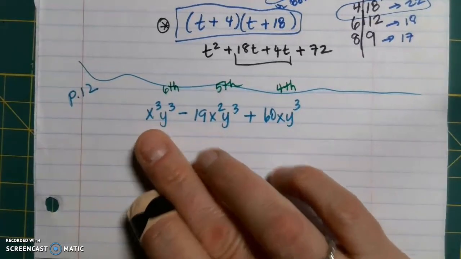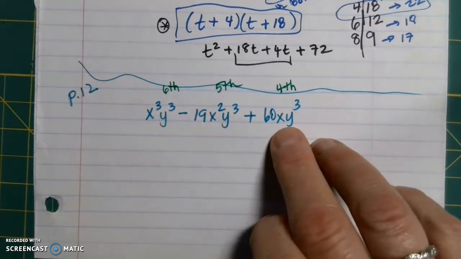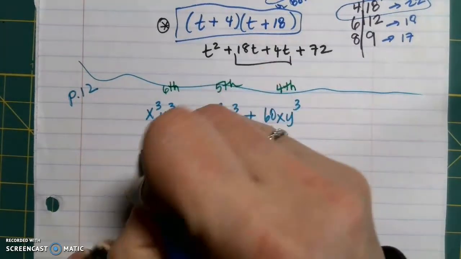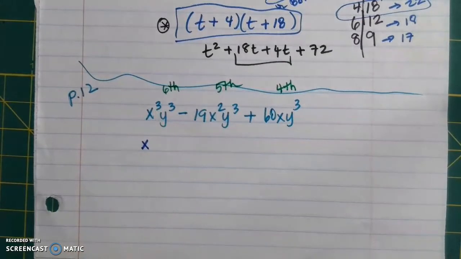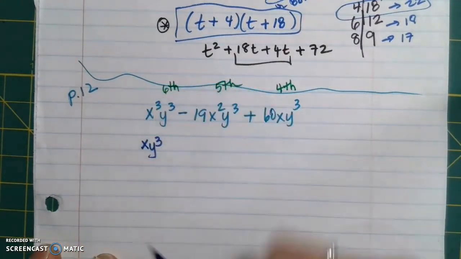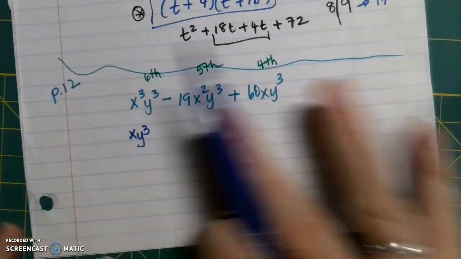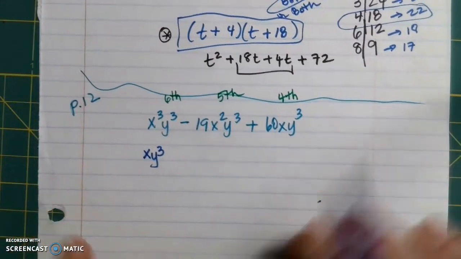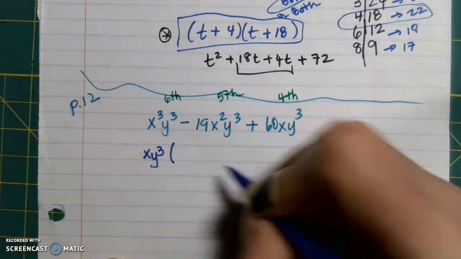So x cubed, x squared, and x. Okay, so we can take out the smallest, so we can pull out an x to the first power. And then we have y cubed, and y cubed, so we can pull out a y cubed. And then if you look at the coefficients, we've got 1, 19, and 60. So nothing common there.